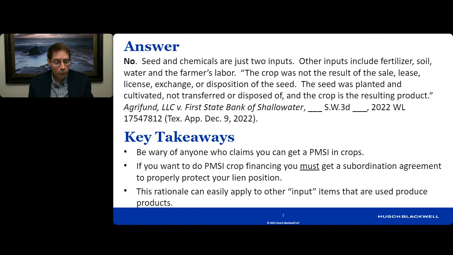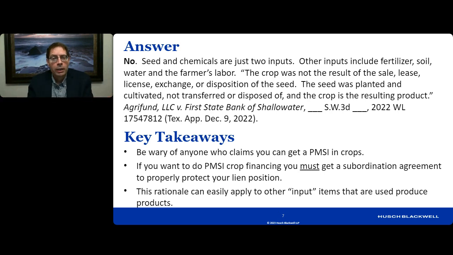The Texas Court of Appeals said no. The question was, does lender number two have a priming lien? And the answer is no. What's really important here is that the Court of Appeals said seeds and chemicals are just two inputs for crops. Beyond that, you have fertilizer, soil, water, which is increasingly a commodity, and then the farmer's labor.